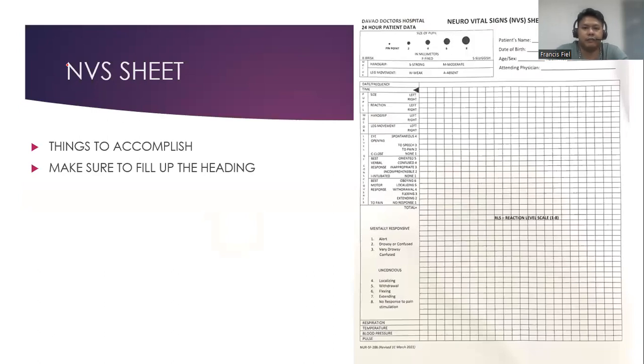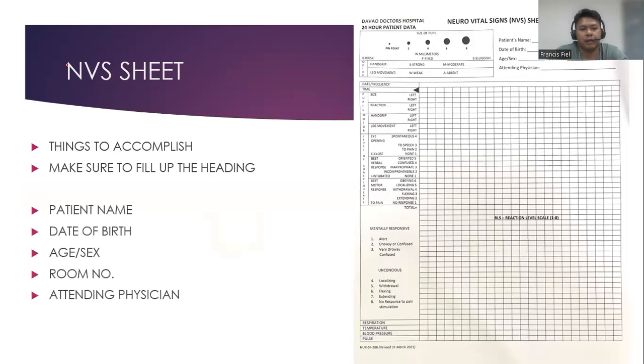So this is the NVS sheet. If you have not seen this before, this is the NVS sheet. You have to accomplish this. What do you accomplish first here? You have the name of patient, date of birth, age, sex, room number, and attending physician. So you should first fill in the headers.